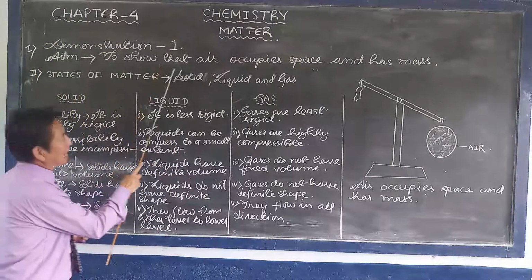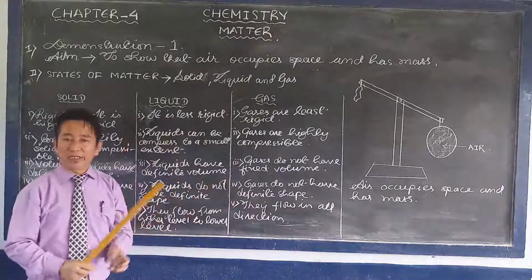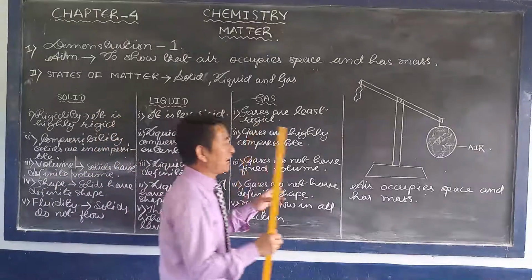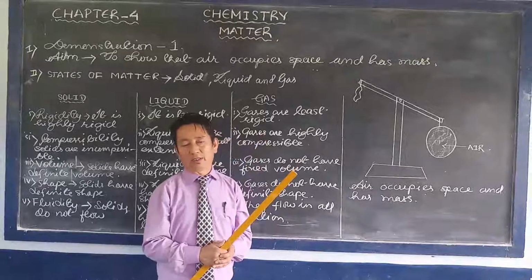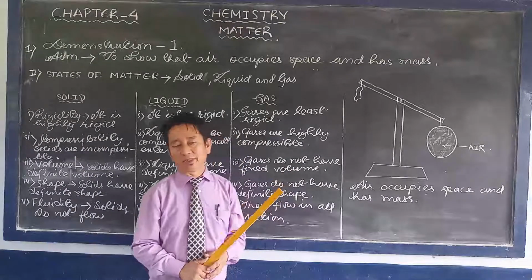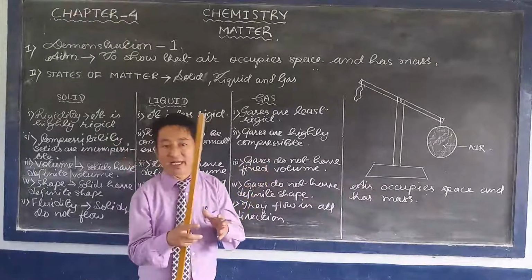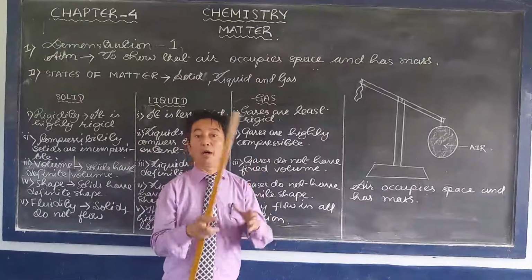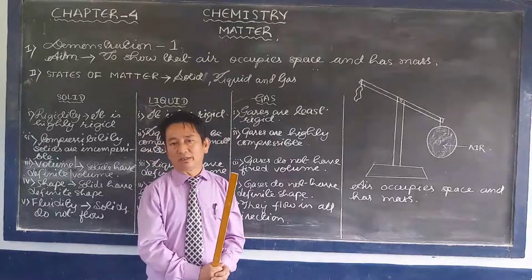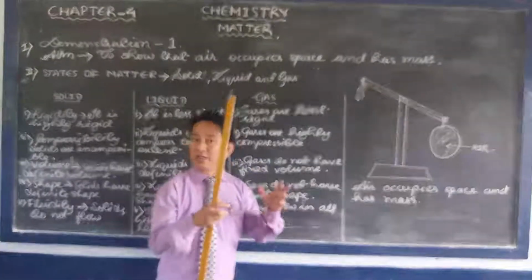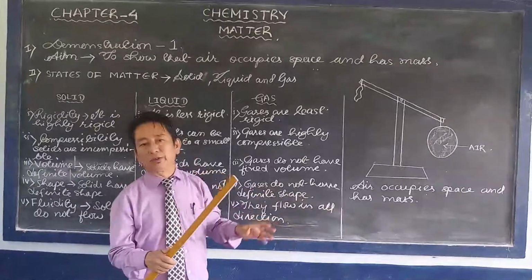Now let's move on to today's topic, demonstration 1. Aim: to show that air occupies space and has mass. Take 2 balloons of the same size. Fill one of the balloons with air. Keep the other one empty. Now what happens when you blow air inside the balloon? It increases in size, or bulges. What is there inside the balloon? Air. This shows that air occupies space inside the balloon.